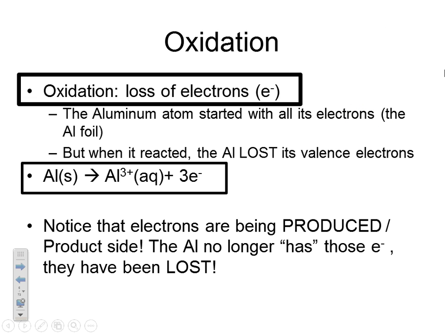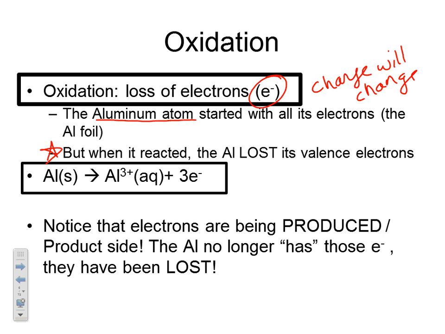So break it down. The aluminum was oxidized. What does that mean? Well, oxidation, by definition, is the loss of electrons, e negative. Now, when something loses its valence electrons, which the aluminum did, the charge will change, because electrons are negatively charged. So if you switch how many electrons you have, your charge is going to change. So what does it mean that the aluminum was oxidized?